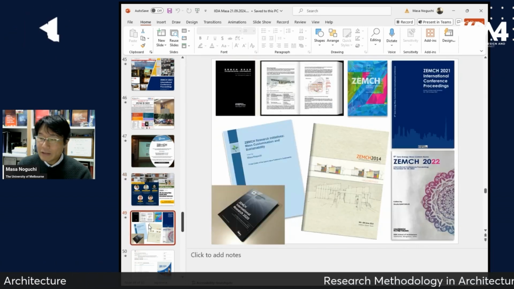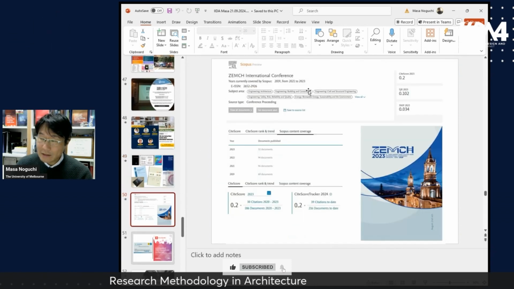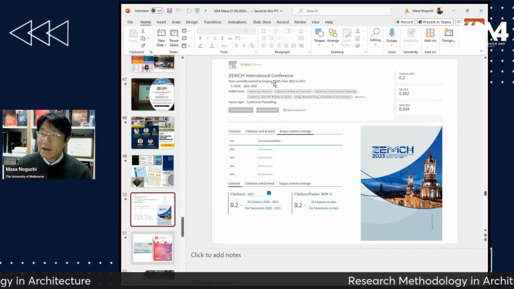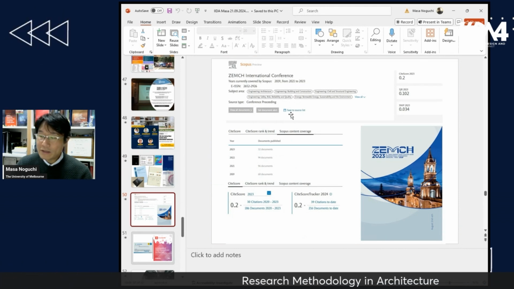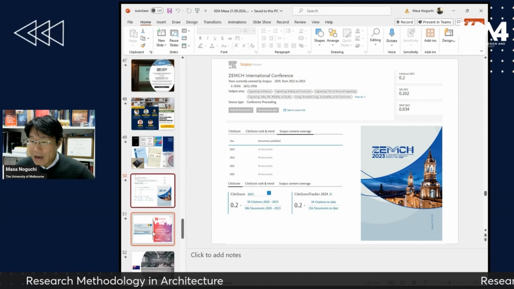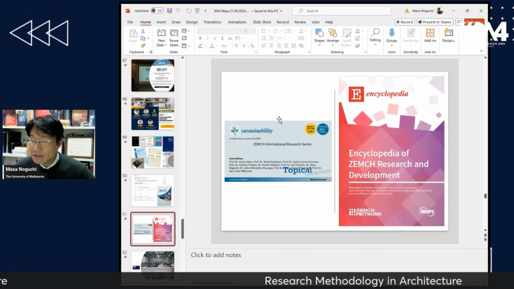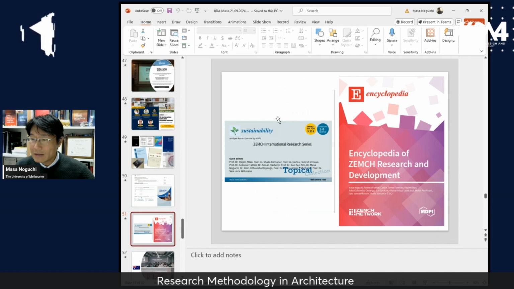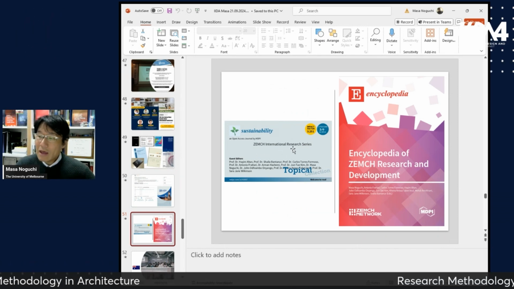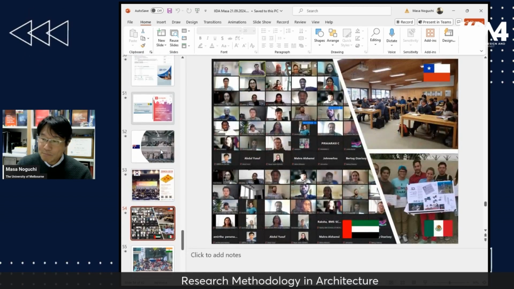After the conference, we developed the proceedings, which are Scopus indexed. Currently, 2019 up until 2023 are Scopus indexed, but now Scopus is backfilling up until 2012. In addition to the conference proceedings and some permanent journal collections, we also established and publish the ZEMCH International Research Series, and this is their Q1 journal, Sustainability, and Encyclopedia.